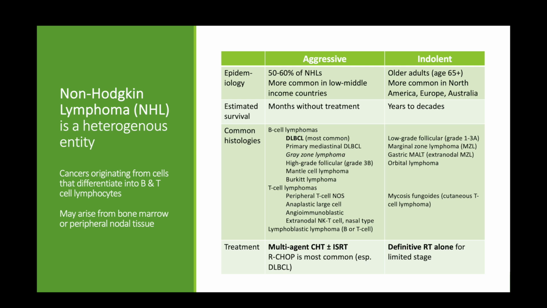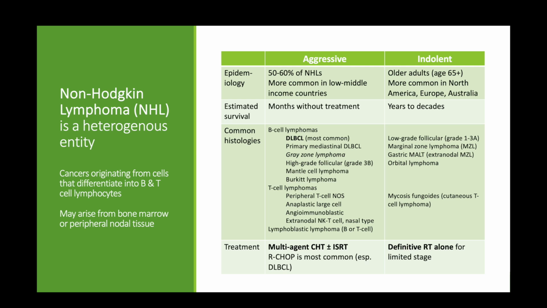The easiest way to divide non-Hodgkin lymphoma into two groups and think about their different treatment paradigms is to divide it into aggressive versus indolent histologies. So aggressive non-Hodgkin lymphomas are probably a little bit more common, making up 50 to 60% of NHLs. They tend to be more common in low to middle income countries. And they're aggressive, so the estimated survival is on the order of months without treatment, much shorter than for indolent lymphomas.